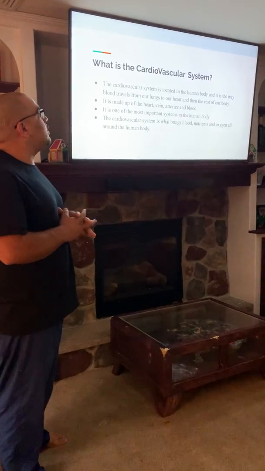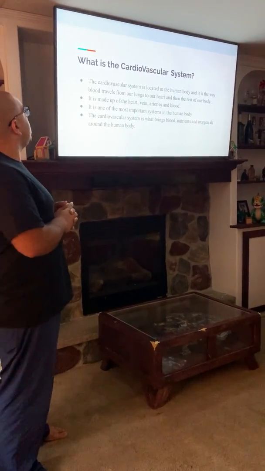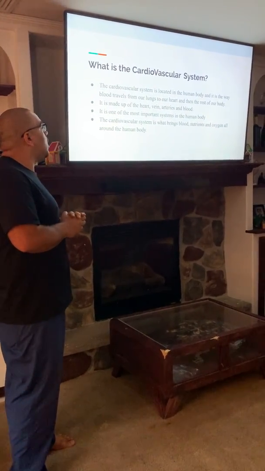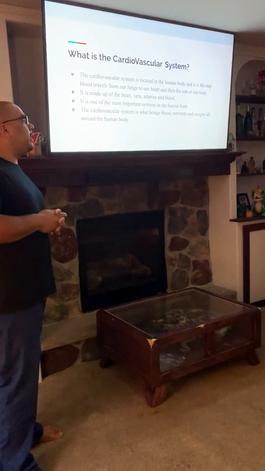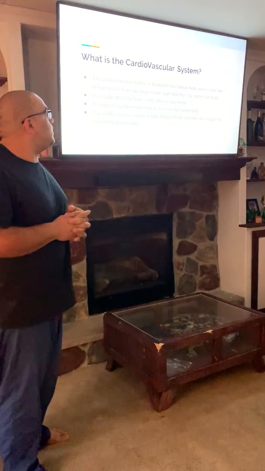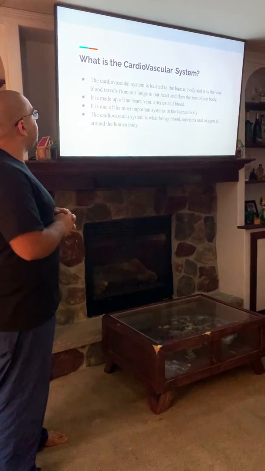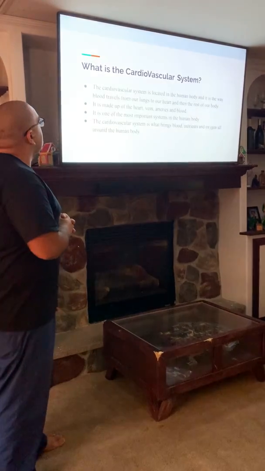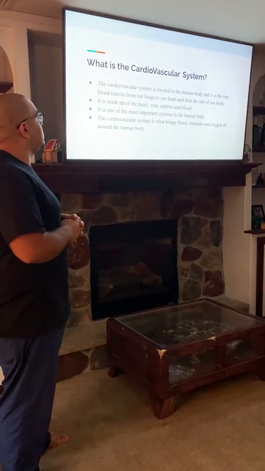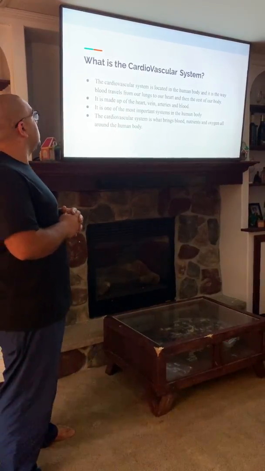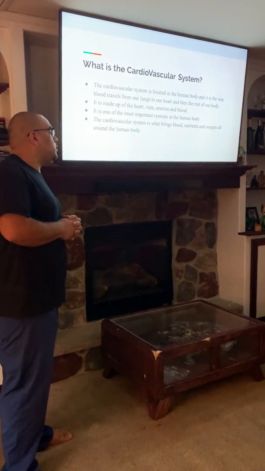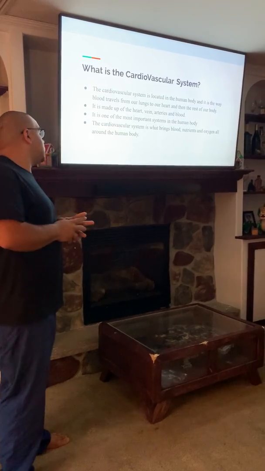What is the cardiovascular system? The cardiovascular system is located in the human body and is the way blood travels from our lungs to our heart and then to the rest of our body. It is made up of the heart, veins, arteries, and blood. It is one of the most important systems in the human body. The cardiovascular system is what brings blood, nutrients, and oxygen all around the human body.